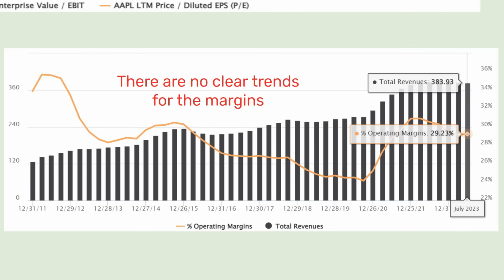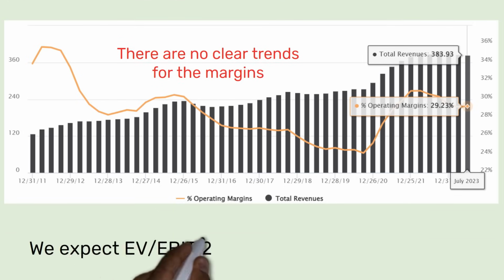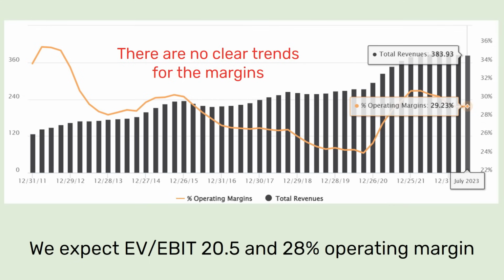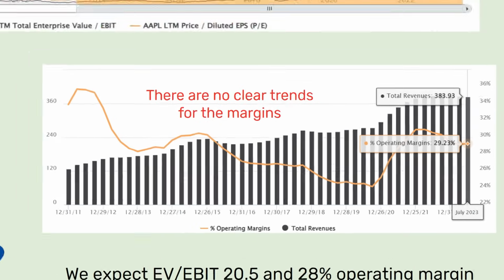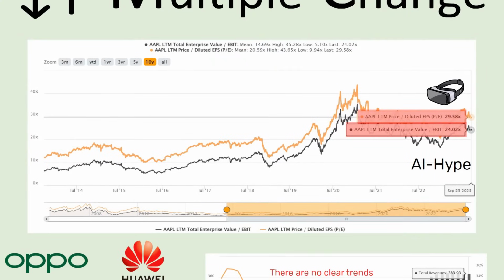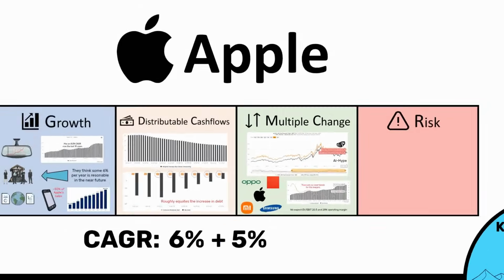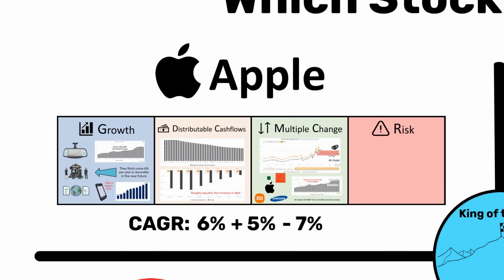With nothing to fully justify the current valuation, we expect Apple will return to its 5-year historical average of EV/EBIT 20.5 and PE 26. Remember that this is still much higher than the company's 10-year historical average, even though the growth rate in the coming decade is expected to be lower than during the previous one. If we are correct, Apple will experience a multiple contraction of 7% per year in the next 3 years.